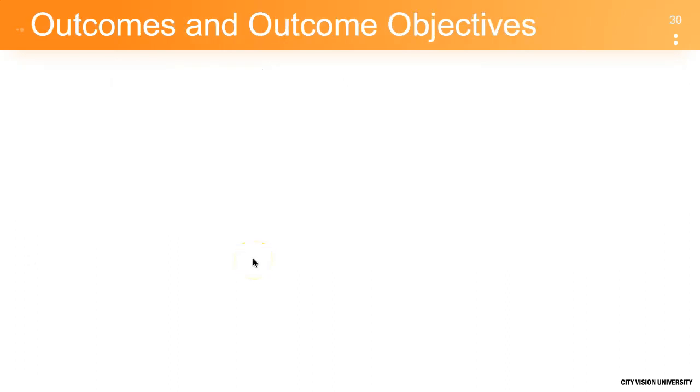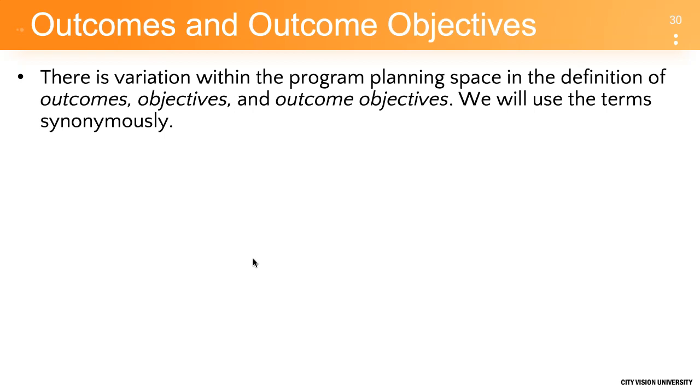First, let's take a look at outcomes and outcome objectives. The first thing I want you to know is that there's variation within the program planning space of what we mean by these terms. Sometimes you will read or hear the term outcome. Sometimes you're going to hear objectives. And yet, other times, you're going to hear the term outcome objectives. For this course, we'll use the terms synonymously, and I'm going to default back to the term outcome.